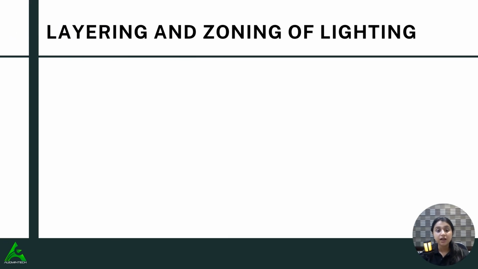Now, the next topic that we are discussing is layering and zoning of lighting. See, lighting is not something where you put a light on a wall and you're done with it. We used to have those kinds of lights in previous times. I don't know how many of you had tube lights in your home or how many of you still do. Even in recent times, we have gained this idea of creating false ceilings and creating lights.